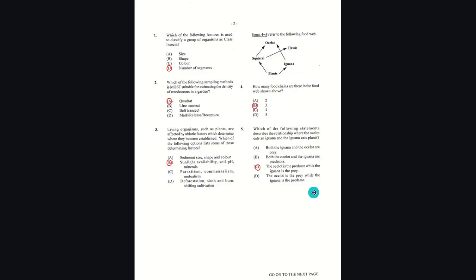Number 5, which of the following statements describes the relationship where the ocelot eats an iguana and the iguana eats plants? The answer would be C, the ocelot is the predator while the iguana is the prey.